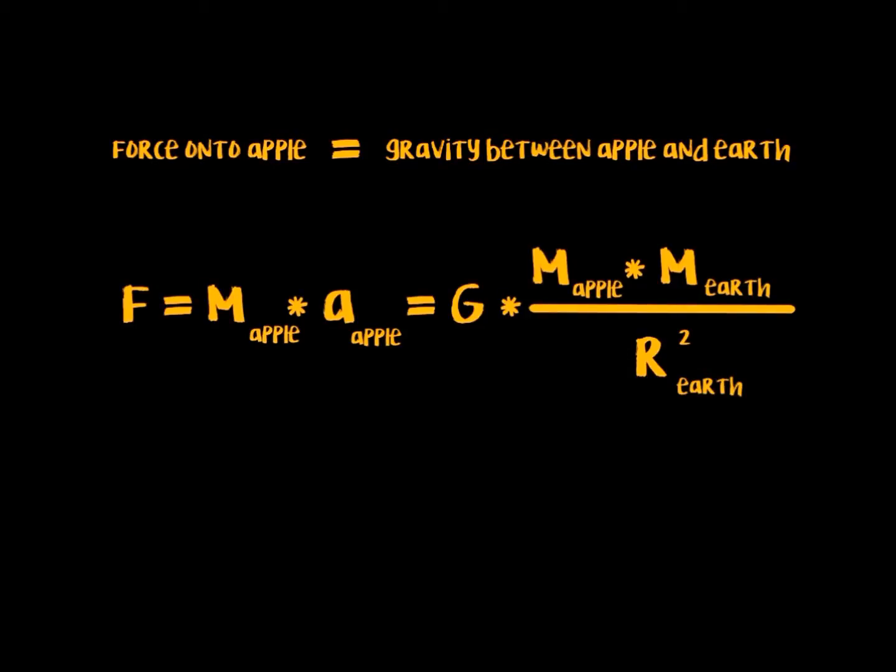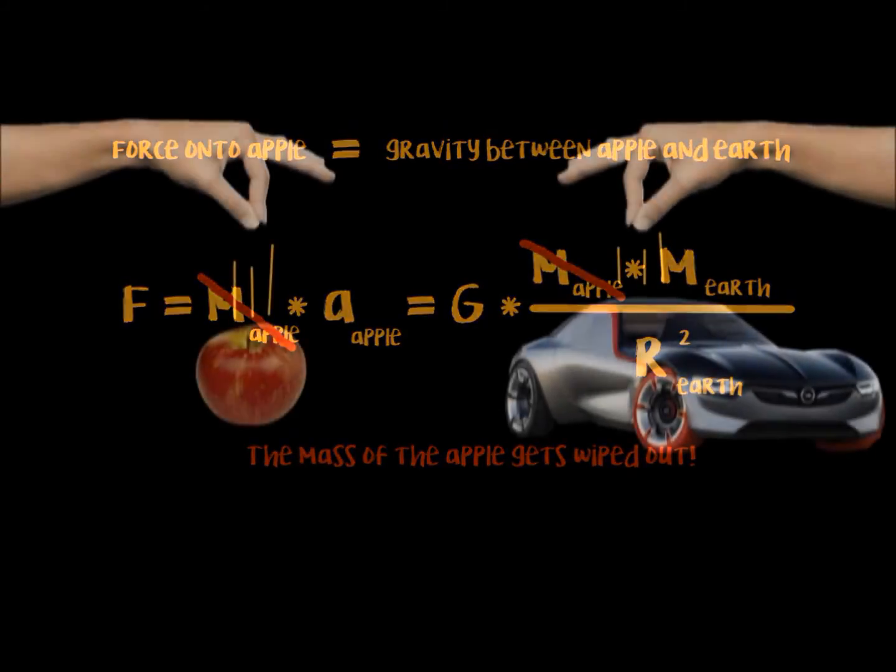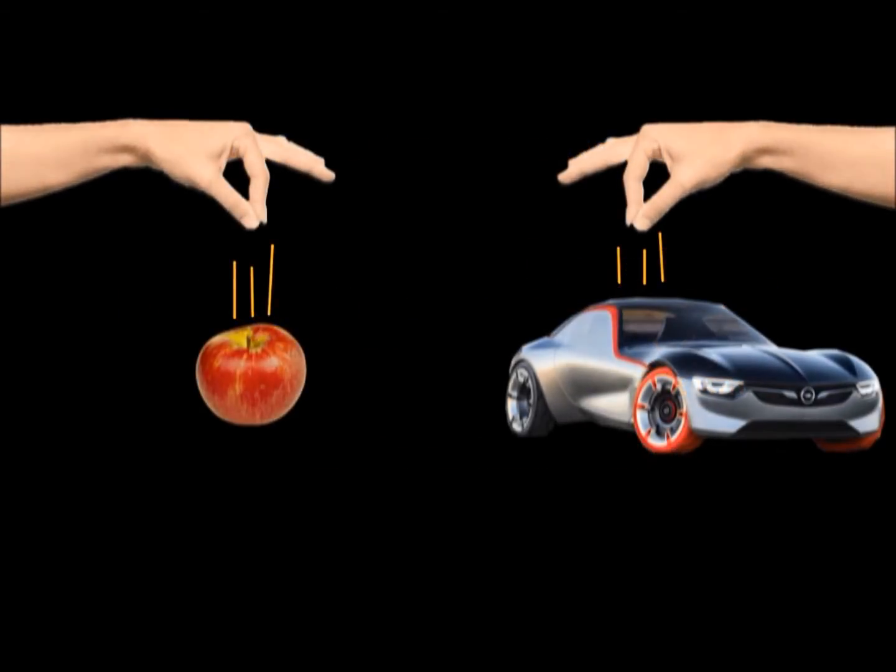When you look closely at that equation, you will notice something interesting. The mass of our apple appears on both sides and it cancels out. So we don't need the mass of the apple at all to find out how it will be accelerated. Even better, you can drop an apple or an Opel, it doesn't matter. They both fall down with the same acceleration. The only mass that stays in the equation is the mass of our Earth.